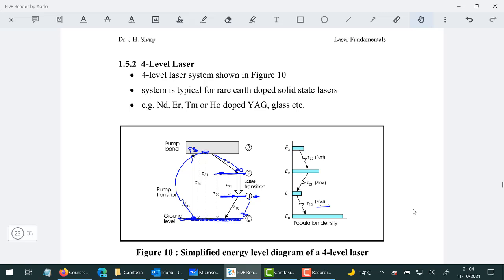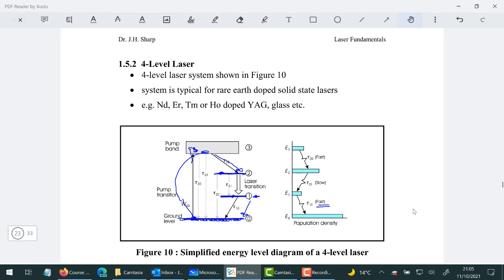So already N2 is bigger than N1. So even for vanishingly small amounts of input energy, in theory, the 4-level laser can give us population inversion. Okay, so much more efficient than a 3-level system.